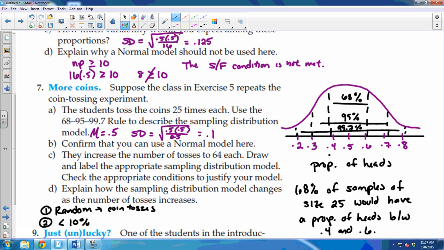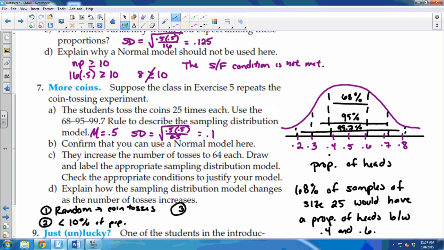Less than 10% of the population, but that is going to be weird in this situation because your population is coins. So it's not actually necessary. If you don't check that one on the AP exam, they probably wouldn't want you to because it doesn't really make sense. And the last one is what?